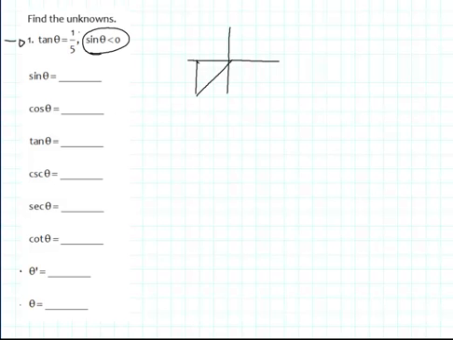Okay? Built within tangent is 2 of your 3 sides. You know your opposite, you know your adjacent. Using the Pythagorean theorem, we can figure out this r value right here. So 5 squared and 1 squared is 26. So your r is the square root of 26.